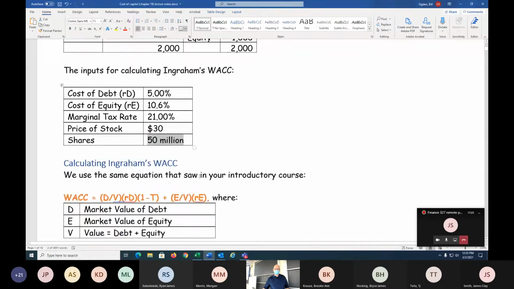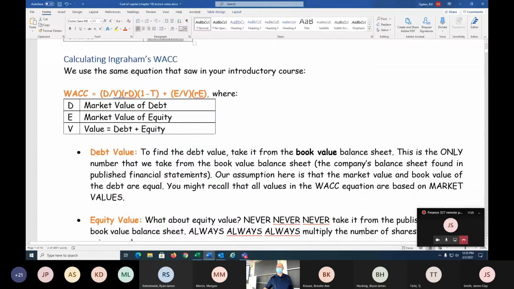So we will use the exact same equation you had in your intro course. The WACC is the debt to value ratio times RD, which is the cost of debt, times 1 minus T, plus equity to value times RE. And then of course D is the market value of the debt, E is the market value of the equity, and V is the sum of the market values of debt and equity.